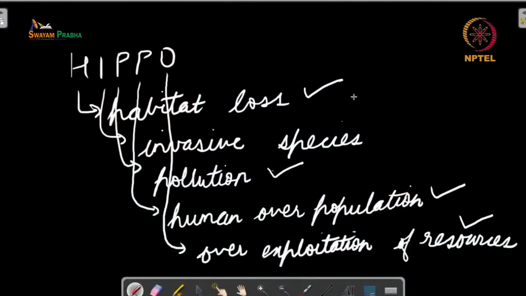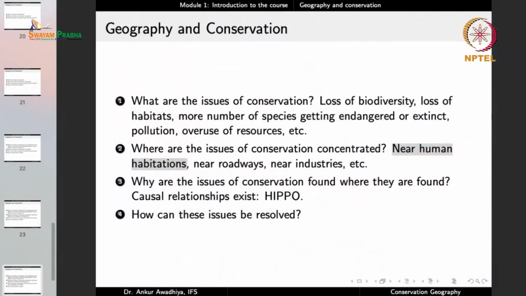And at the same time, we are also getting invasive species, because humans have this tendency to get beautiful plants and animals from other areas and grow them in their own homes or in their localities. Or in certain other cases, when people are moving from one place to another, then even without knowing, they can be carrying certain organisms from one place to another. And so when we ask the question, why are the issues of conservation found near human habitations, we are getting that because of all 5 of these factors.